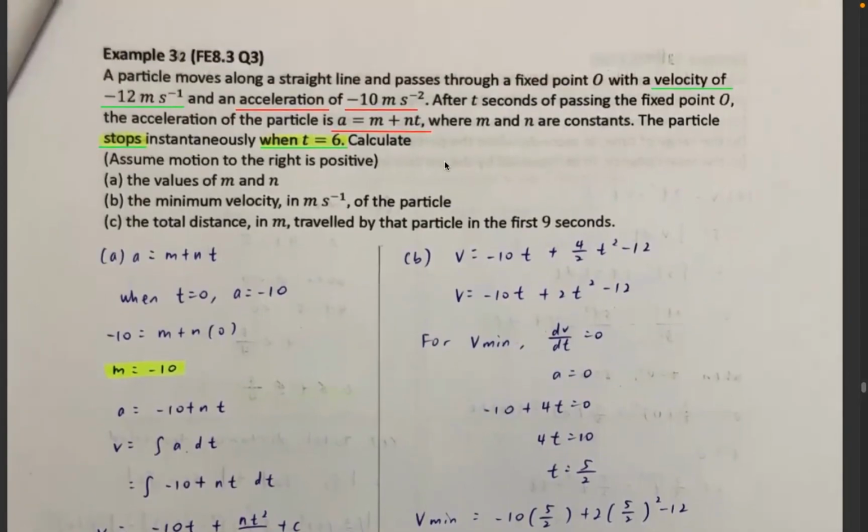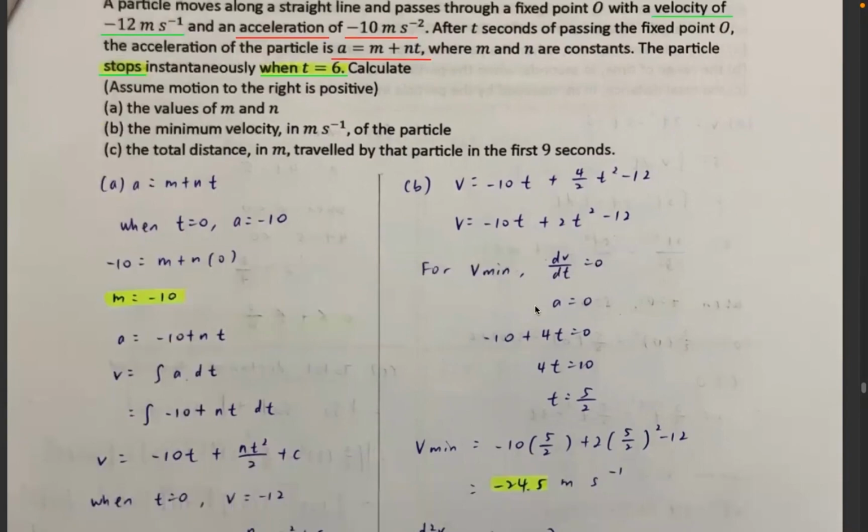Then let's read the question. Calculate the minimum velocity of the particle. When we see the word minimum, it means we have to do differentiation and let it be 0. Minimum velocity means we have to do dv/dt and let it be 0. So this is function v. When we do dv/dt, it's actually a. So you can also substitute the acceleration function here. M is -10, n is 4. So a is -10 plus 4t, let it be 0. Then we have the answer t equals 5/2.